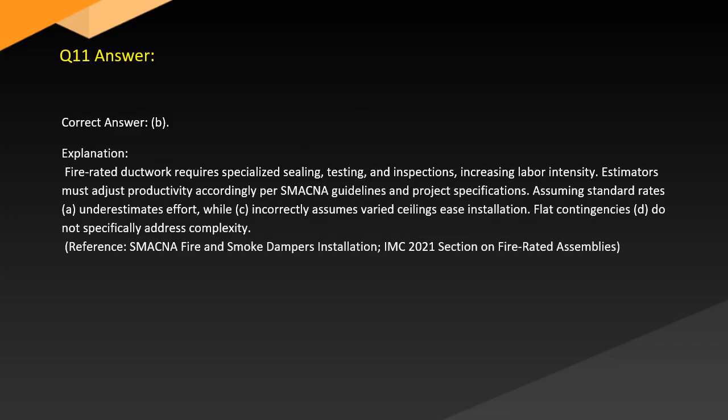Answer. Correct answer: B. Explanation. Fire-rated ductwork requires specialized sealing, testing, and inspections, increasing labor intensity. Estimators must adjust productivity accordingly per SMACNA guidelines and project specifications. Assuming standard rates, A, underestimates effort, while C incorrectly assumes varied ceilings ease installation. Flat contingencies, D, do not specifically address complexity. Reference: SMACNA Fire and Smoke Dampers Installation, the IMP 2021 section on fire-rated assemblies.